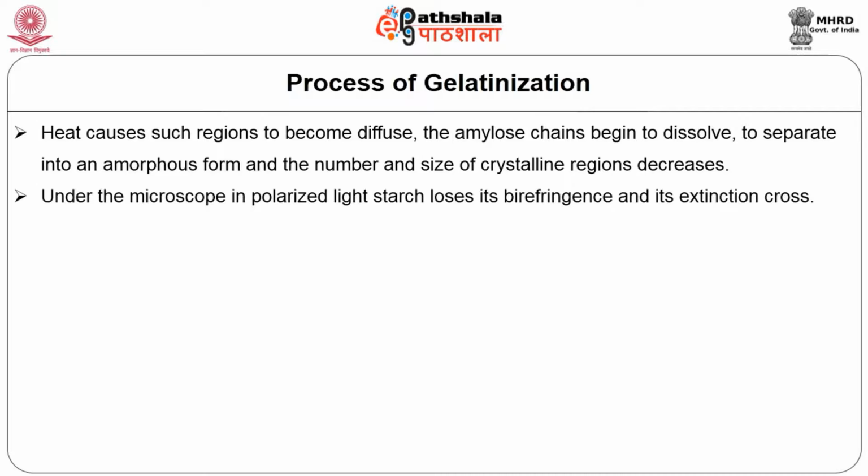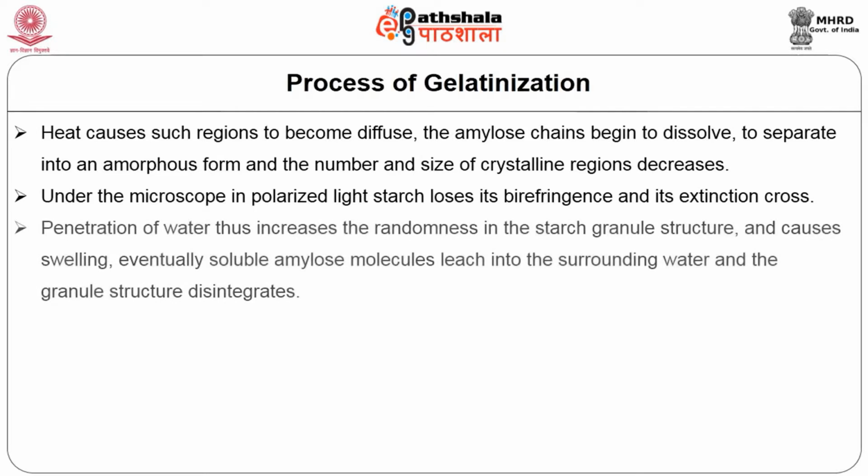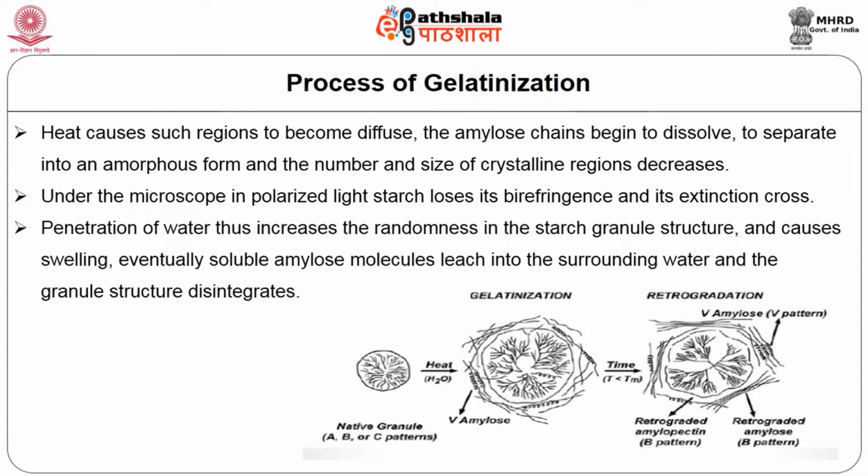Under the microscope in polarized light, starch loses its birefringence and its extinction cross. So, this is how the structure of the starch granule gradually gets transformed and produces the gelatin. Penetration of water thus increases the randomness in the starch granule structure and causes swelling. Eventually, soluble amylose molecules leach into the surrounding water and the granule structure disintegrates or breaks up.